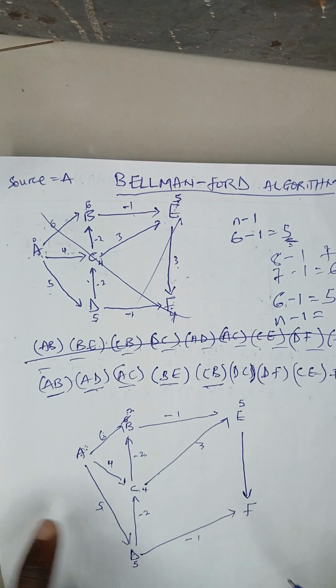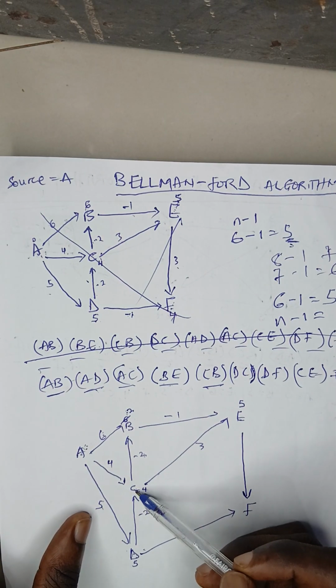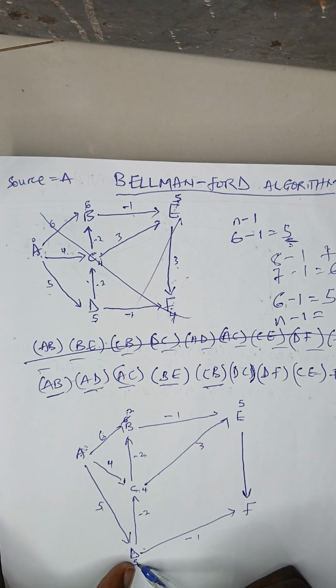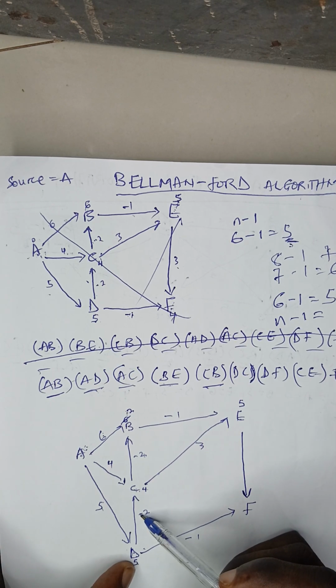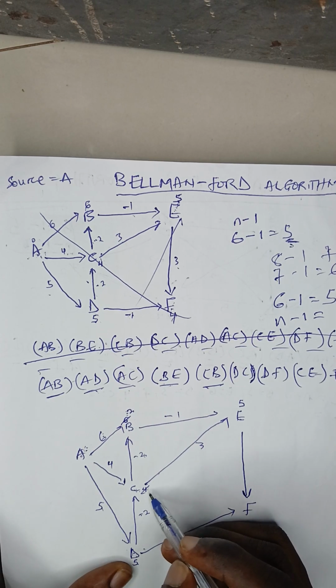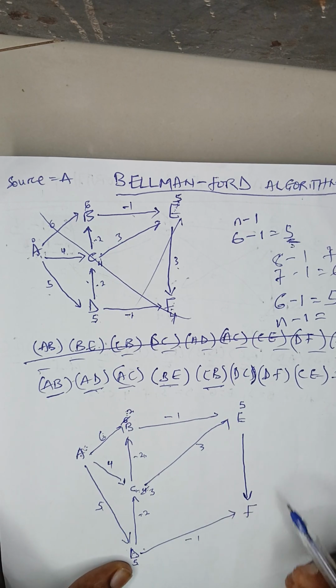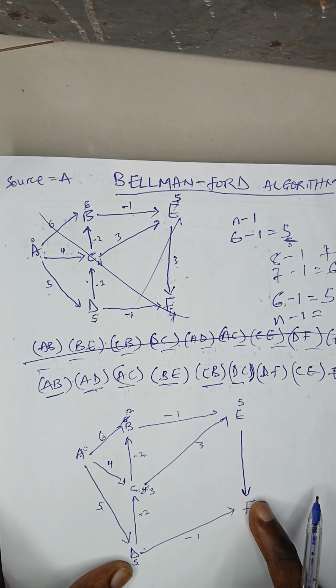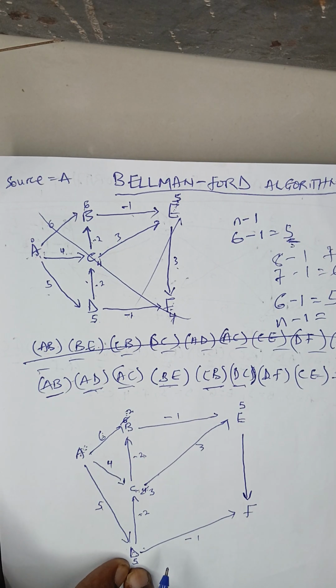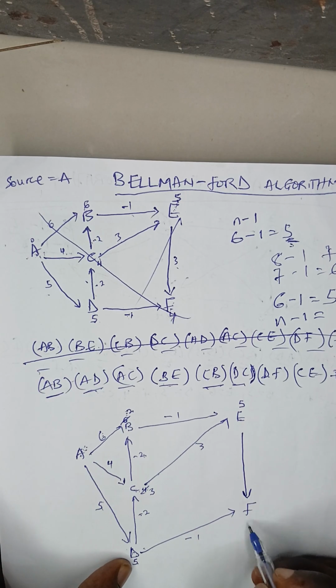DC. D is currently 5. 5 minus 2. That will give us 3. 3 is less than 4. You update it. DF. D is currently 5. 5 minus 1. This will give us 4.